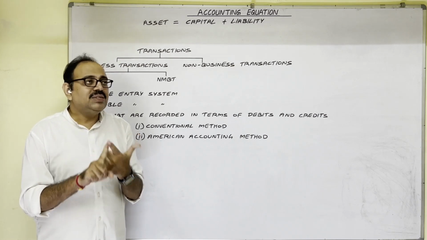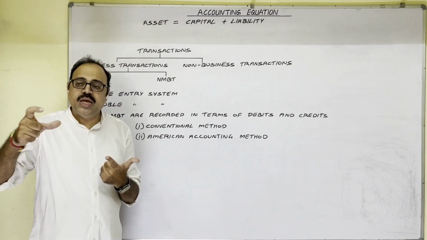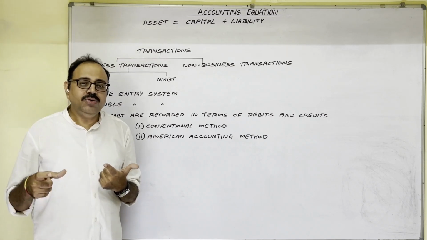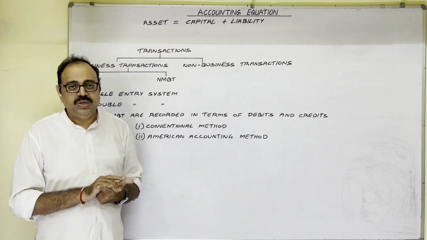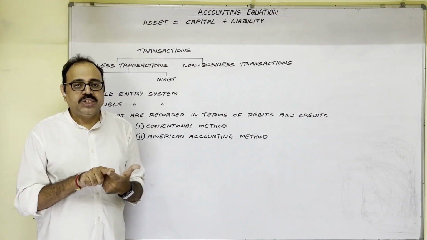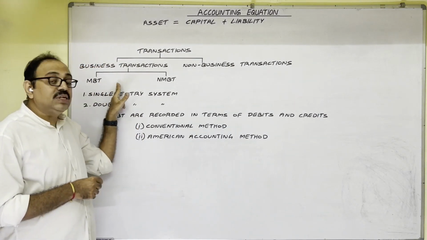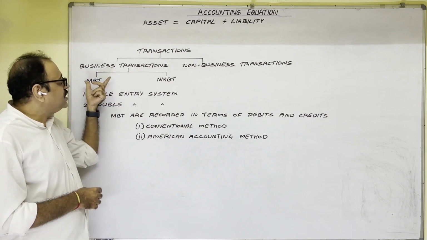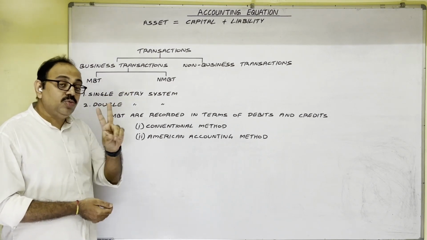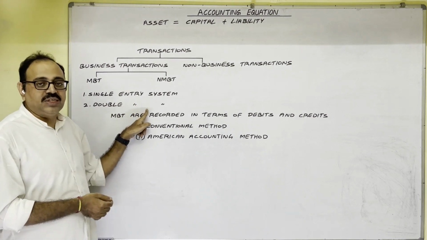Second, what is his financial position? Financial position means how many assets are there, what are their values, how many liabilities are there, and their values. So to know these two pieces of information, the accountant has to record all monetary business transactions in the books. To record monetary business transactions in books, there are two systems, single entry system and double entry system.